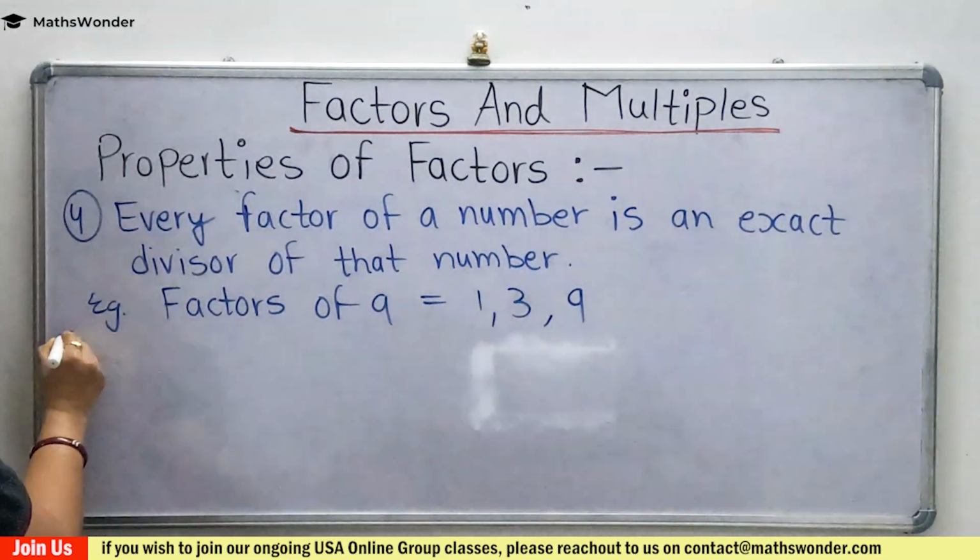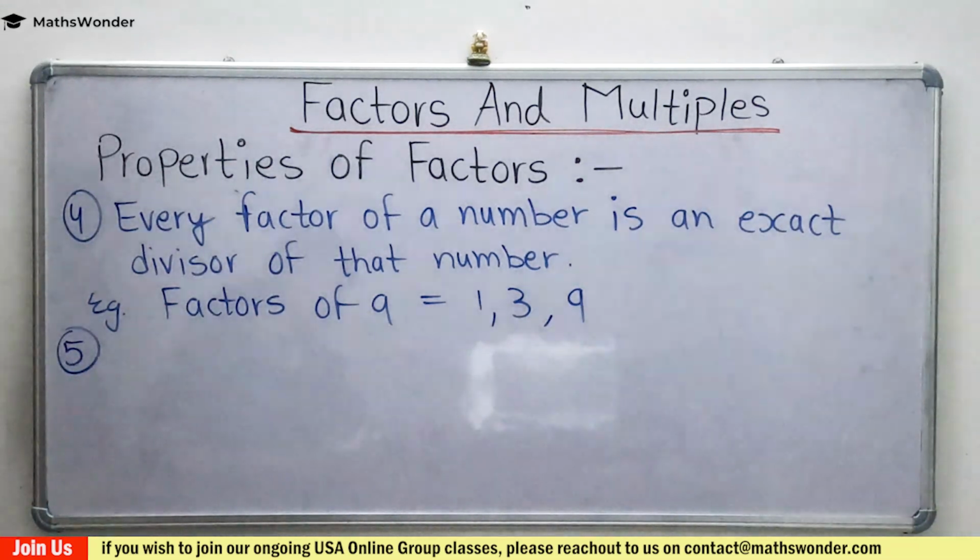Now the fifth is: every number is a factor of 0. 2 is a factor of 0, 3 is a factor of 0, but we know that division by 0 is meaningless. But yes, it is a factor of 0. So this property you can write or you can leave it.